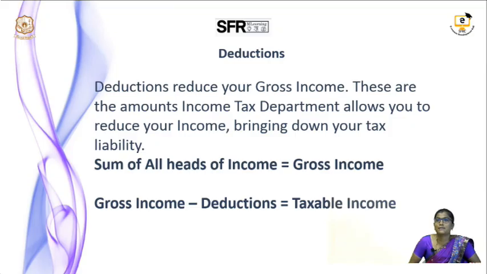Deductions. First we have to calculate the tax liability. Deductions are the amounts the income tax department allows you to reduce from your gross income, bringing down your tax liability. This is the common form of deduction: the sum of all heads of income gives the gross income. From the gross income you deduct the deductions given by the income tax department, which gives the taxable income.